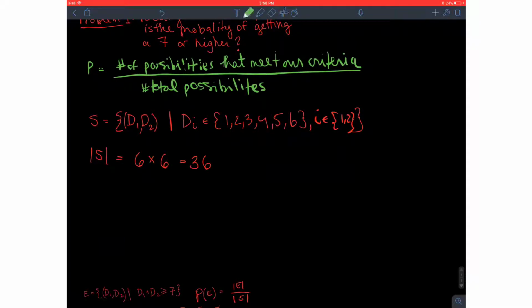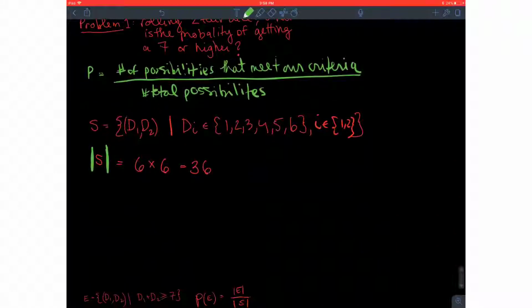The cardinality of a set is essentially counting the elements inside of it. And so we've counted all of the pairs. So 1,1, 1,2, 1,3, 1,4, 1,5, 1,6, 2,1, 2,2, 2,3, 2,4, and so on. And if you count them all, you get 36. So that's going to be the size of our sample space.